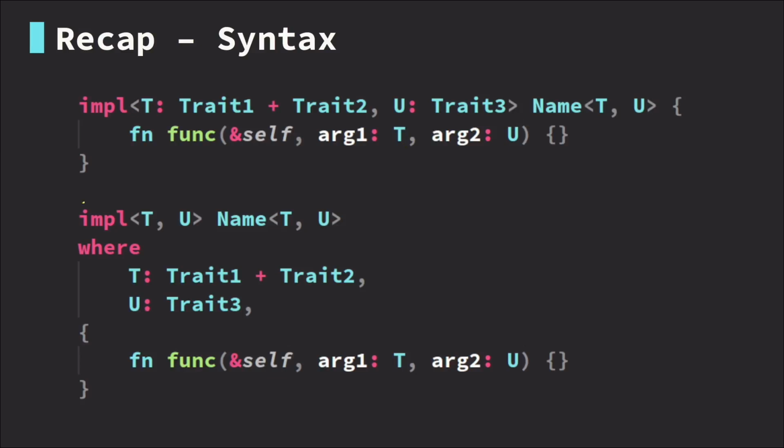However, that is optional. We also have implementation blocks using the where clause. And within the where clause, we have the T and U, and we specify the trait bounds on one line each. Again, we can optionally use the T and U as function parameters within the implementation block.